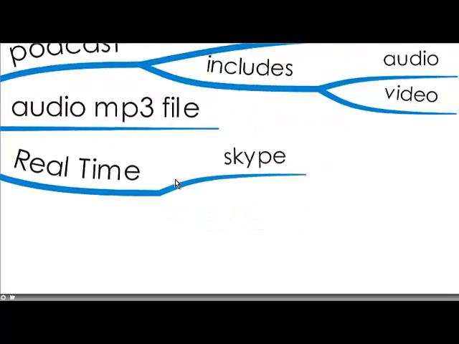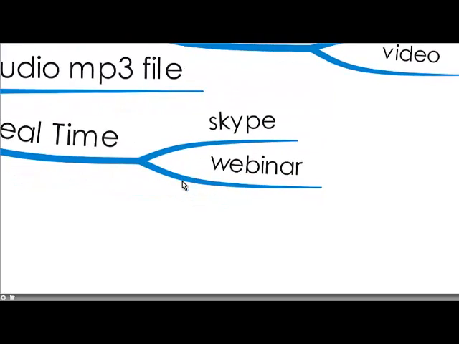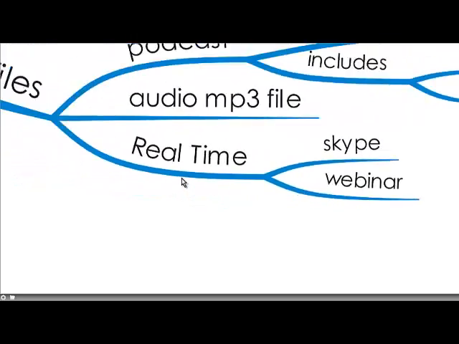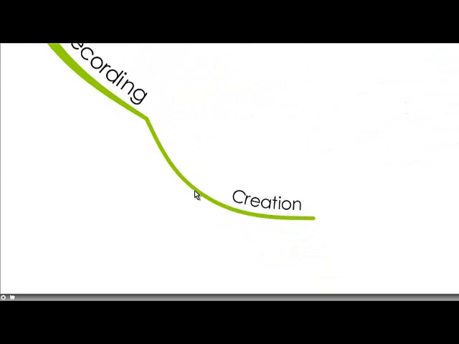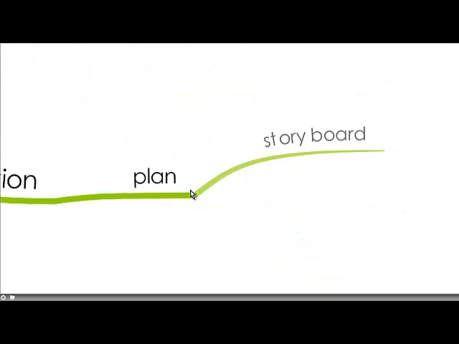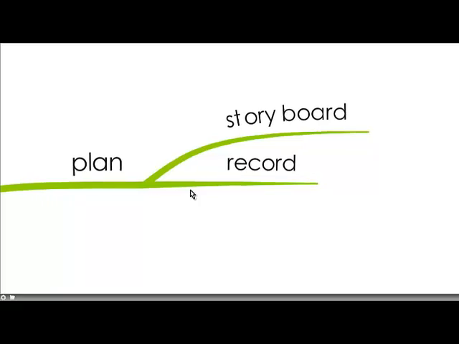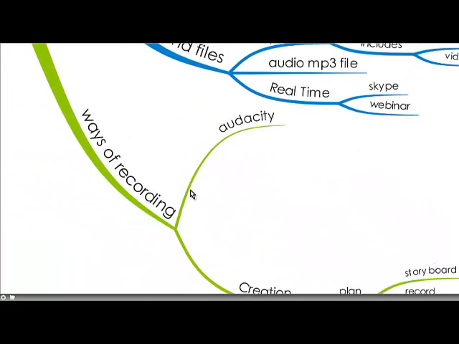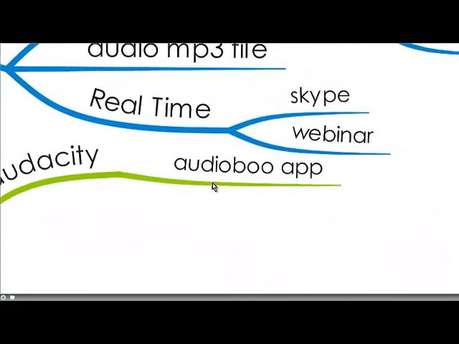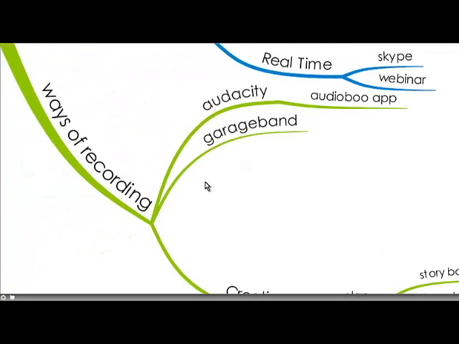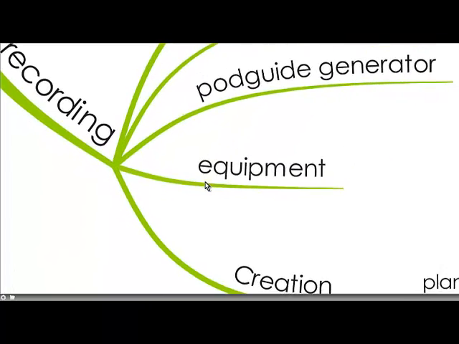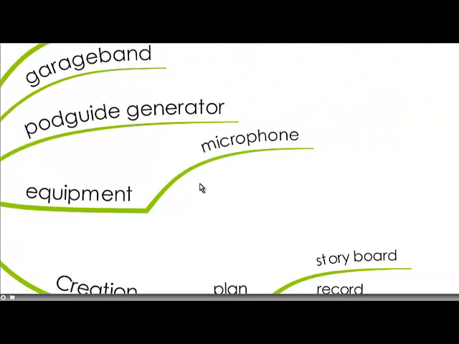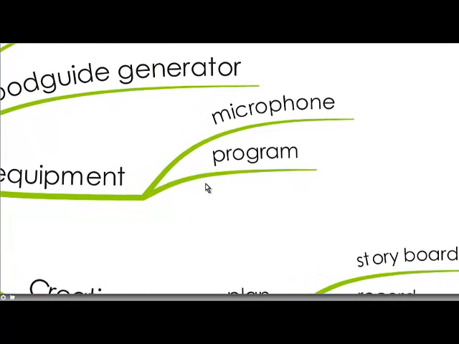It can be real time, like in Skype and on a webinar or a Blackboard session. And there are ways of recording in that we create, plan, through a storyboard, and then we record, we review the file. And there are some tools that we can use like Audacity or the Audioboo app, which I mentioned before, GarageBand, PodGuide Generator, and the equipment that we need really is very simple: a microphone, and most iPods and iPads have a built-in microphone, which makes that really easy.